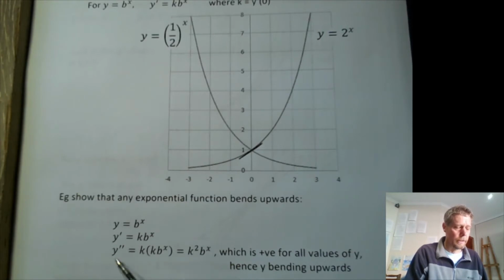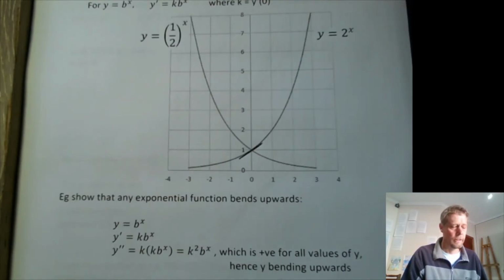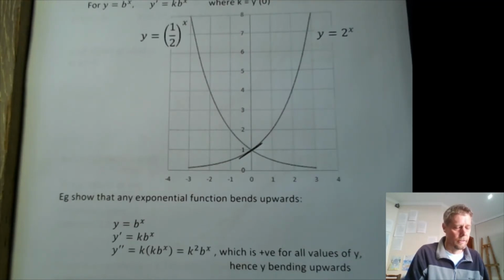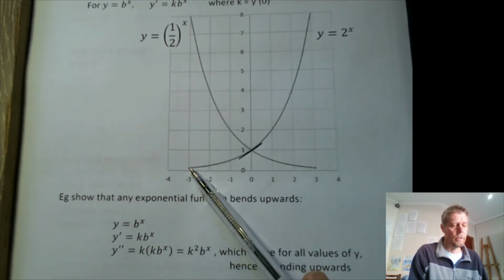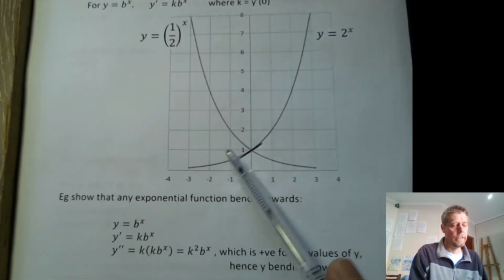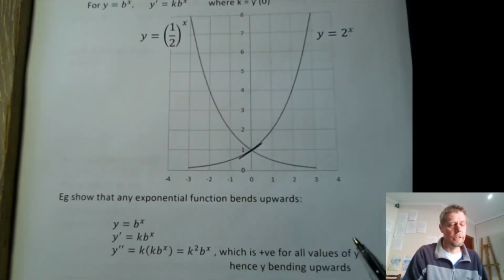So what does that mean? Well, it means my y double dash is positive, therefore it's bending upwards. So the two graphs, y equals 2 to the x, is going to be similar in shape to y dash, which is a constant times 2 to the x. So these graphs, as they increase, so their slopes increase also exponentially.